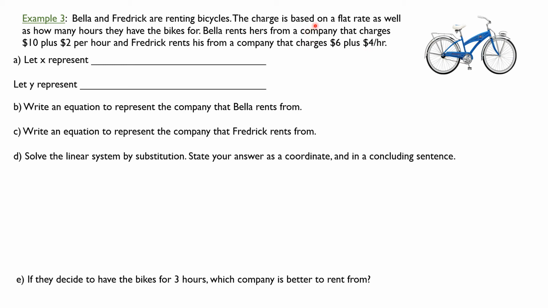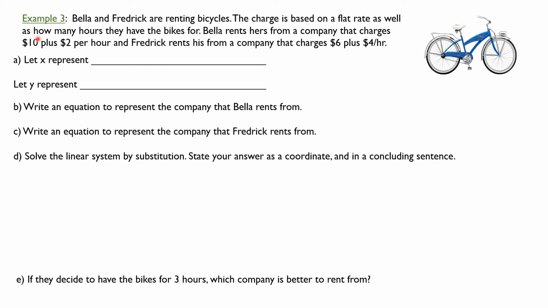So remember, the charge is based on a flat rate. So to rent the bike, Bella has to pay $10 for sure. She's handing over $10 to rent the bike. But then for every hour she has it, when she comes back, she's going to have to pay another $2 for each hour that she had it.